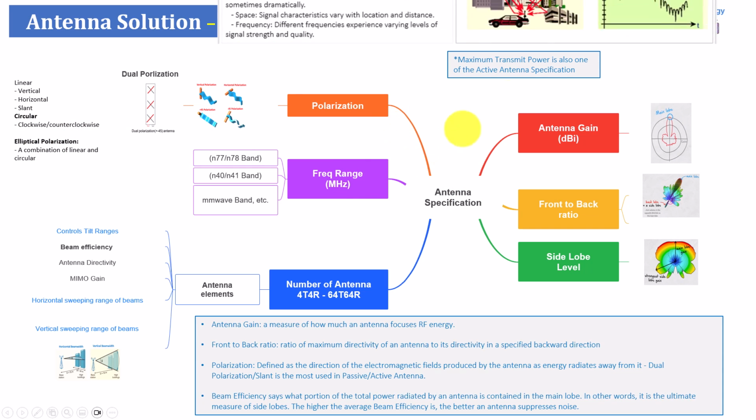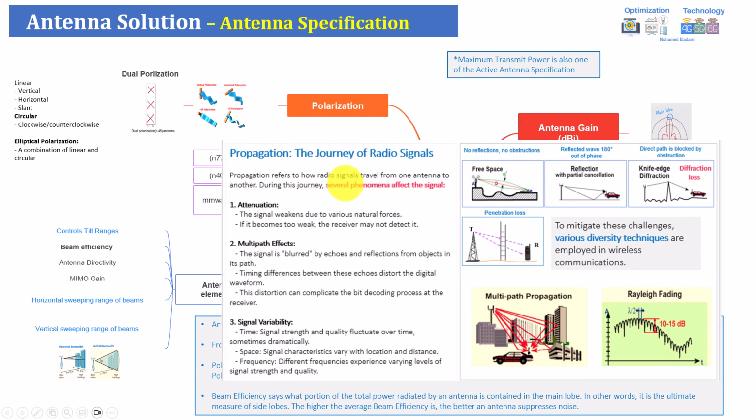Polarization in general refers to how the radio signal is transmitted from one antenna to another. During propagation, especially in mobile communication, you can have different reflections. For example, in free space there is no reflection or obstruction, and the signal can move directly from the transmitter to the receiver. Or it can suffer from reflection, for example the ground reflection shown here, and even direct paths blocked by an obstruction called a knife edge, which can cause diffraction loss.